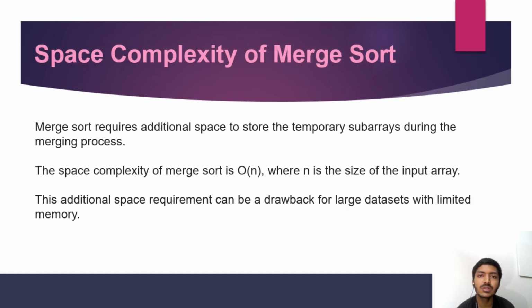Moving on to the space complexity of merge sort. Merge sort has a space complexity of order of n, where n is the size of the input array. In merge sort, we divide an array into temporary subarrays. Now, merge sort requires additional space to store the temporary subarrays during the merging process. The additional space required for the merging process can also be a drawback if you are working with large data sets or large databases, but we have only a limited amount of memory.